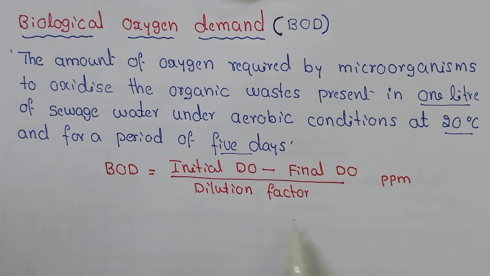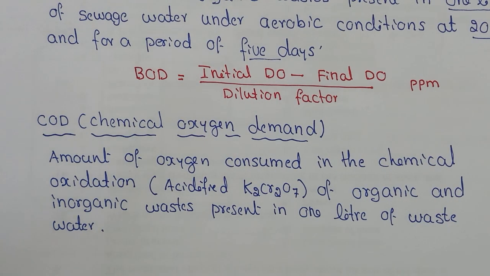Then we have the dilution factor. So BOD is equal to initial dissolved oxygen minus final dissolved oxygen divided by the dilution factor. The unit is parts per million. Dear friends, now let us see what is chemical oxygen demand, COD.